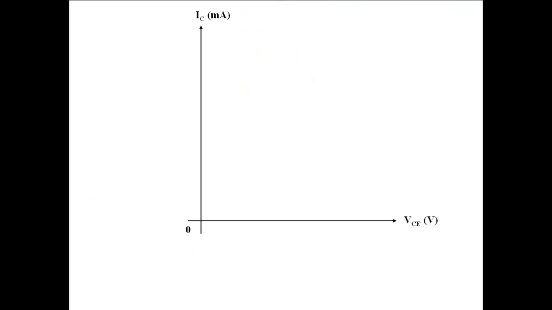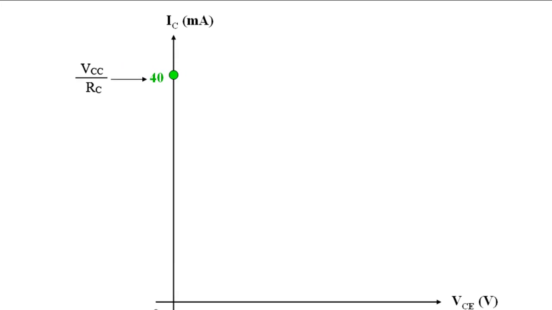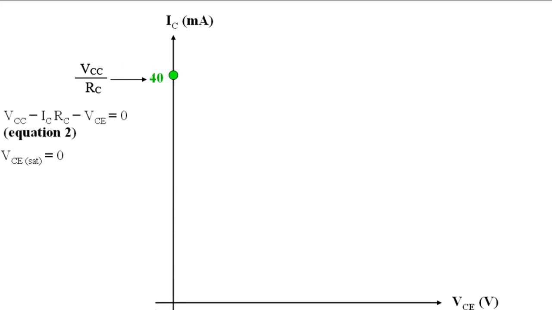To draw the DC load line, we have to locate the saturation point on the IC axis and the cutoff point on the VCE axis. The saturation point is located at VCC over RC. This point is derived from equation 2. By substituting 0 for VCE and rearranging the equation, we get IC equals VCC over RC.